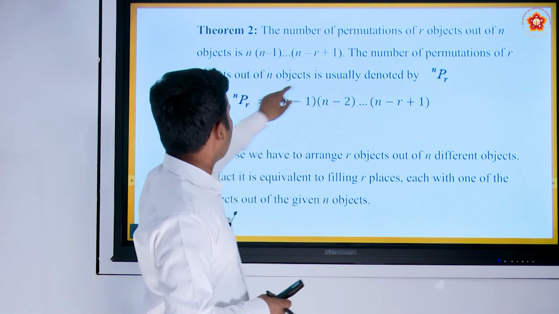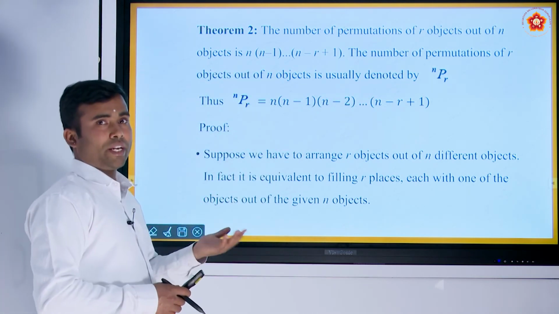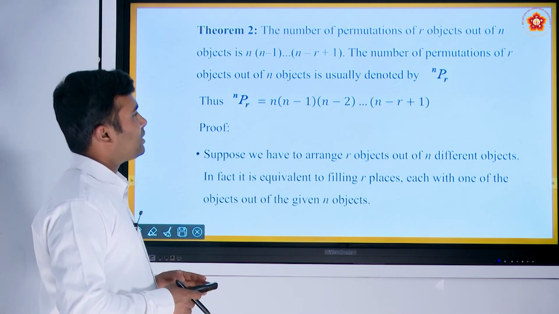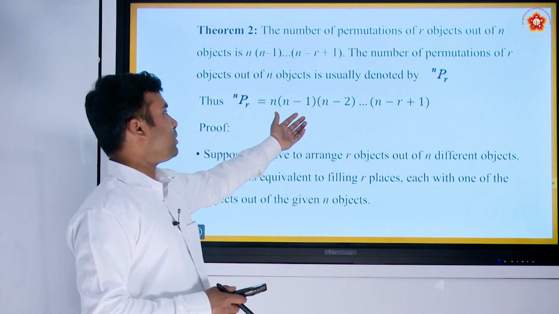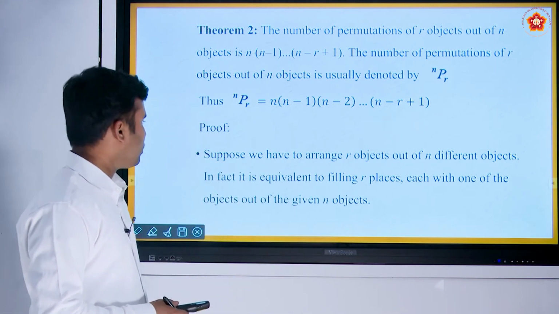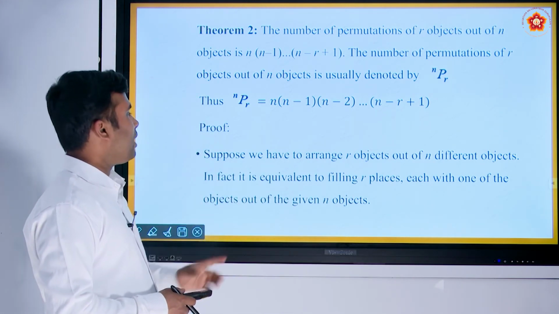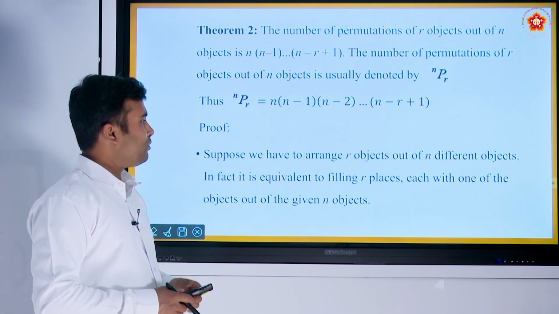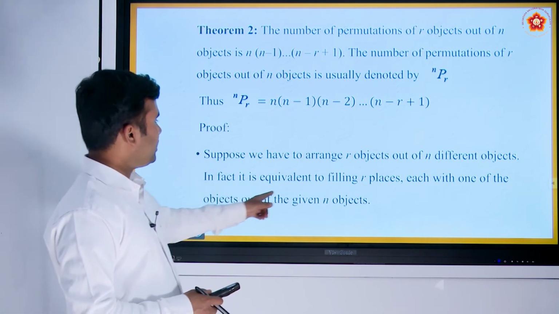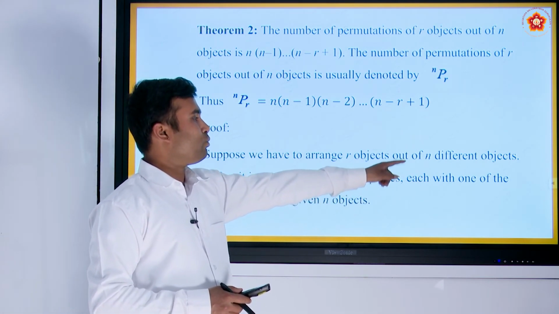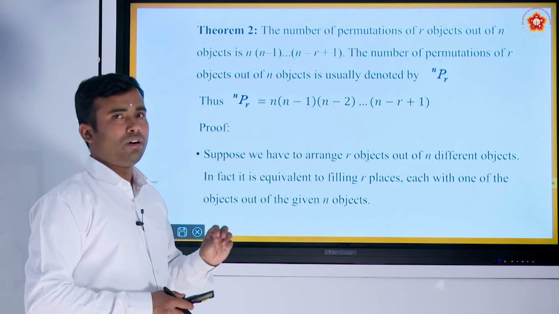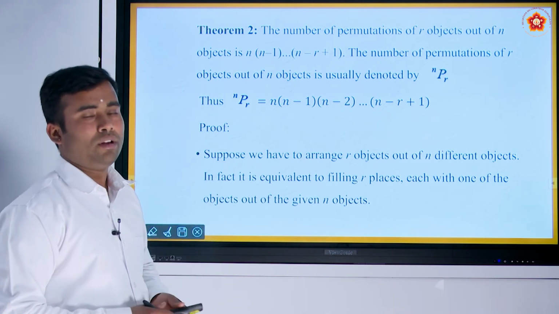The number of permutations of r out of n objects we denote by nPr. Thus the expression for nPr can be written as n into n minus 1 into n minus 2 and so on, up to n minus r plus 1. Let us see the proof of this. Suppose we have r objects and we need to arrange them out of n different objects. In fact, it is equivalent to filling r places, each with one of the objects out of the given n objects. That means we need to fill r places using n objects.